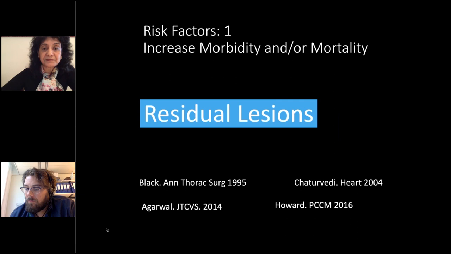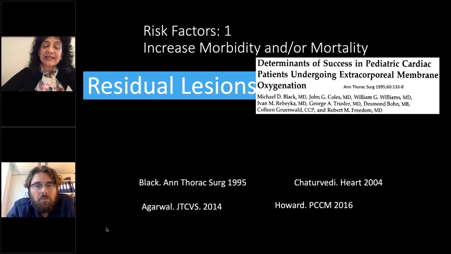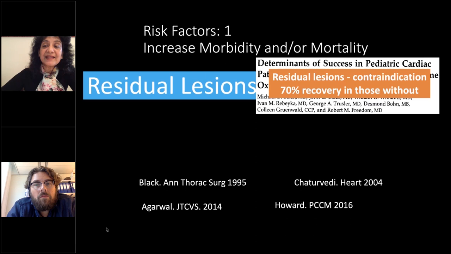So this is a paper from Sick Kids Toronto, published in 1995. Black et al. Looked at the determinants of success in pediatric cardiac patients undergoing ECMO, and they found that if there were residual lesions, almost all died, and they concluded that if there were residual lesions, it was almost a contraindication for ECMO. They, however, found that in those where there were no residual lesions, 70% recovered.